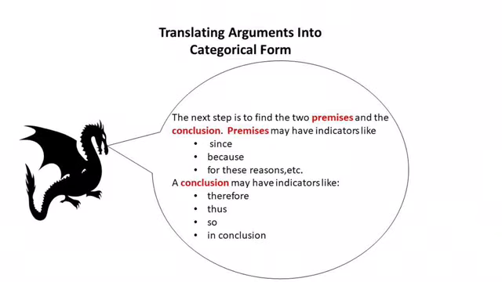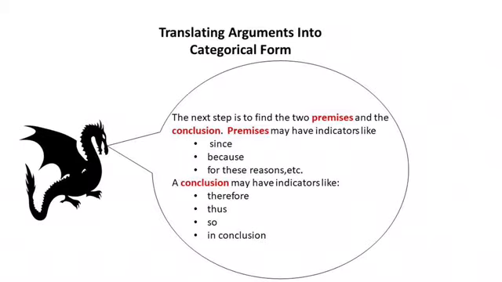Then our logic dragon comes back, and he says the next step is to find the two premises and the conclusion. And he says premises may have indicators like since, because, for these reasons, etc. And I'll tell you that premises don't always have that, but sometimes they do, and that can help you find what the premises are in a longer conversation or piece of text.